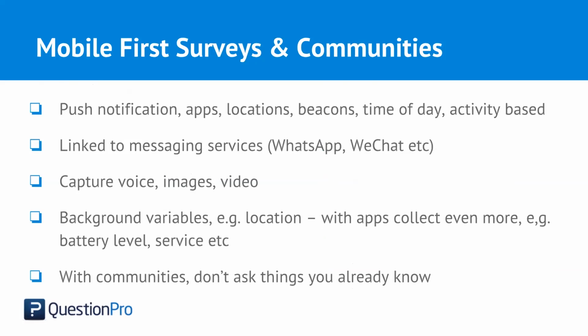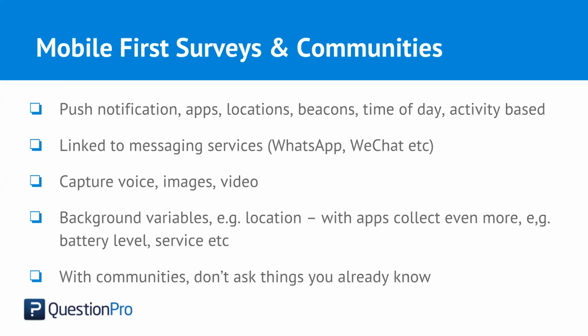So what happens when we put those together, communities and mobile first? Well, we're going to start using more push notification and apps. If you've got a long-term community, what a wonderful opportunity to get someone to download a wrapper app so that it can use beacons, time of day, activity-based. We can find out what your community uses for their messaging, and that might be WhatsApp, it might be WeChat, link into that.